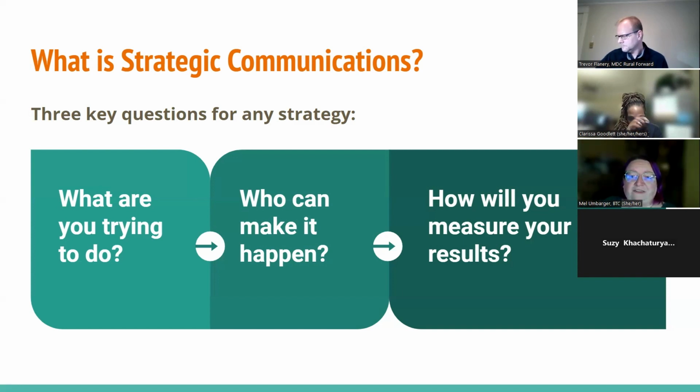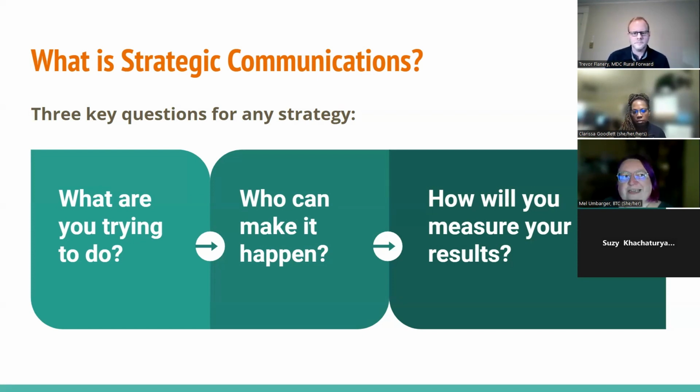And the third question you have to answer is how you're going to measure it. That's just so you know if what you're doing makes a difference. If you aren't able to measure it, you don't know if what you're doing is actually working and whether you need to change course or tactics. So you make sure that it's attainable and it's measurable.